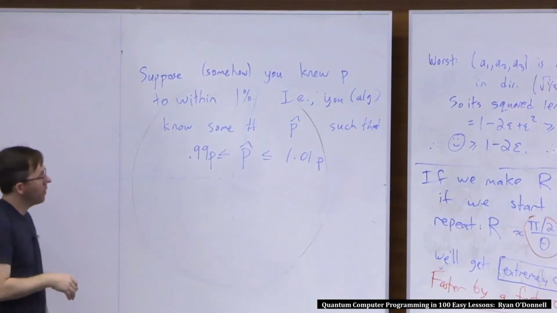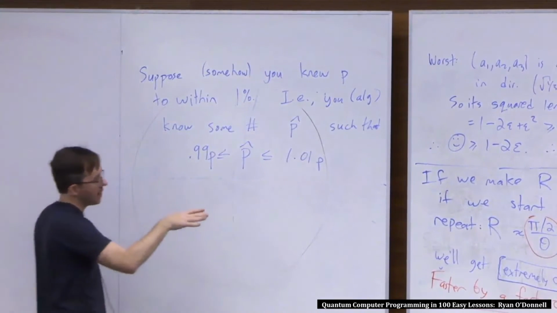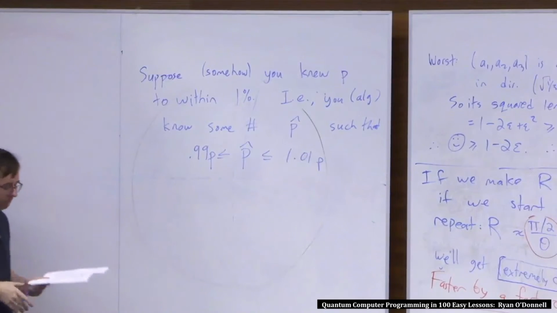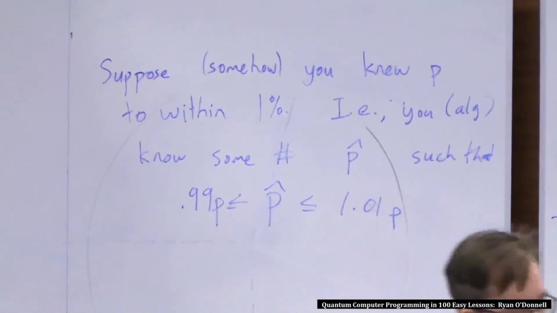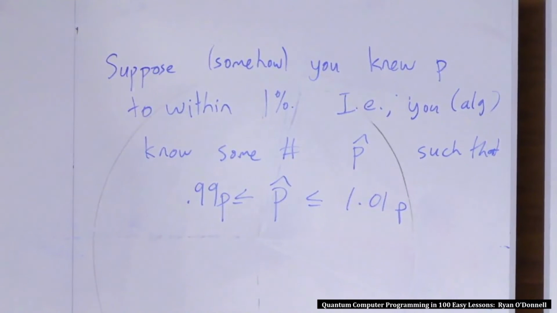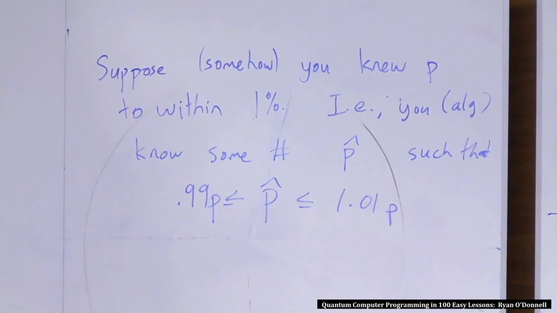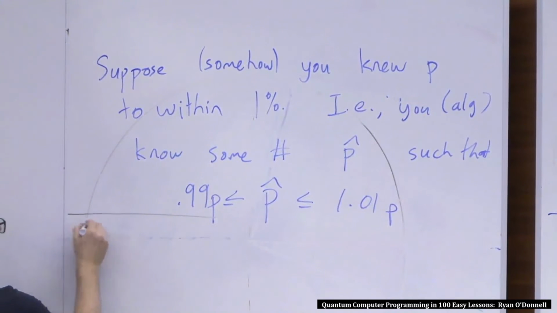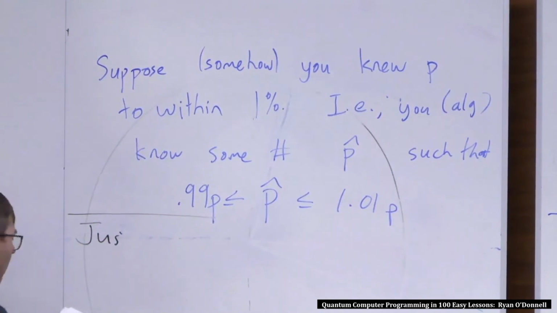Okay. So this is still unrealistic so far, but it's a little bit less unrealistic. I'm not saying you know p exactly. You know it's within 1%. Now, what I claim is that this is really just good enough, just as good practically. It's fine. So in this case, what you should do is just go ahead with the algorithm, pretending that p was p hat, and it'll be fine.